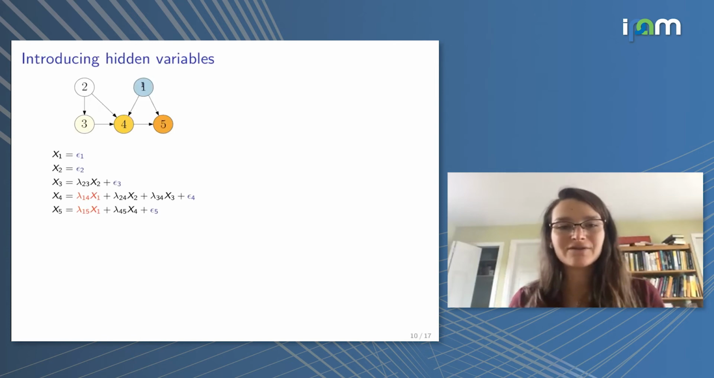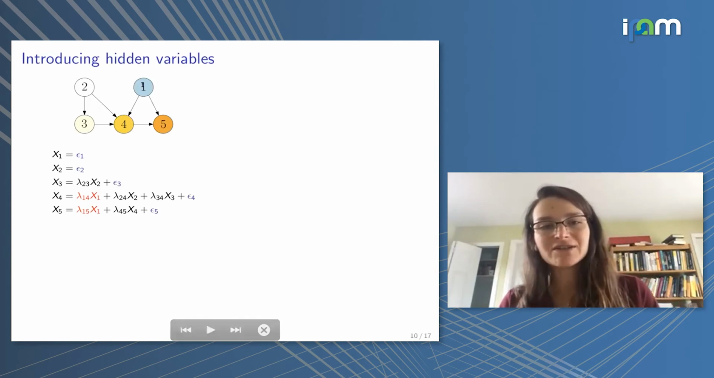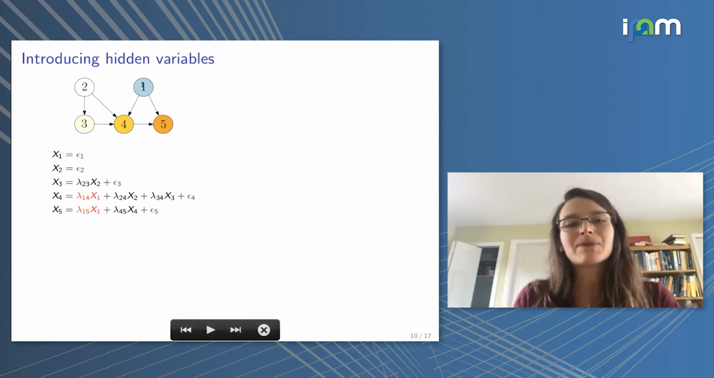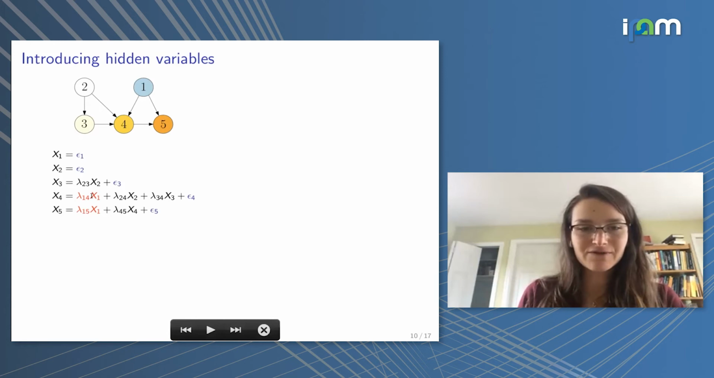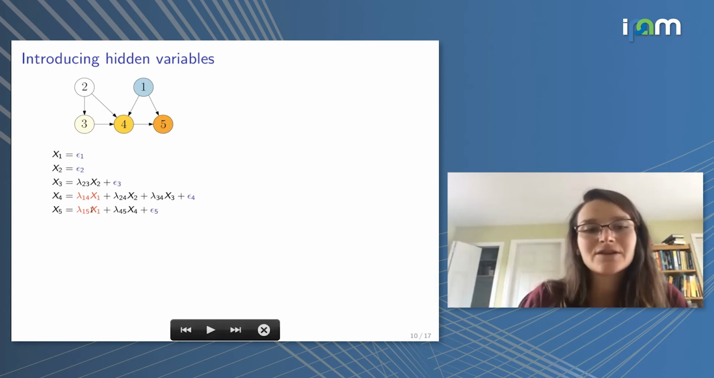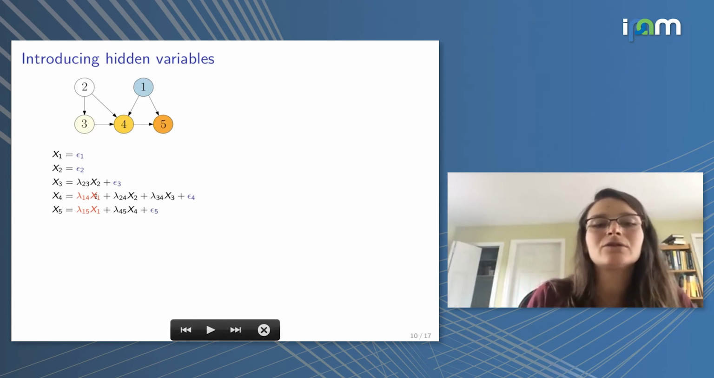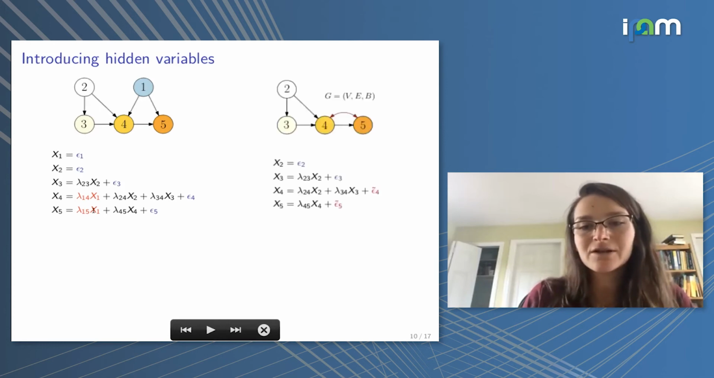What happens if now there are hidden variables? So imagine that this variable 1 is now unobserved. This variable 1 exists here in the equation in all of its children, right? All of its children have it expressed here. And so what's going to happen is that these red terms will be subsumed into the noise.